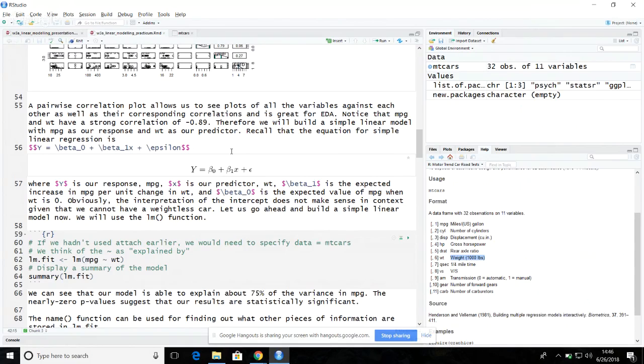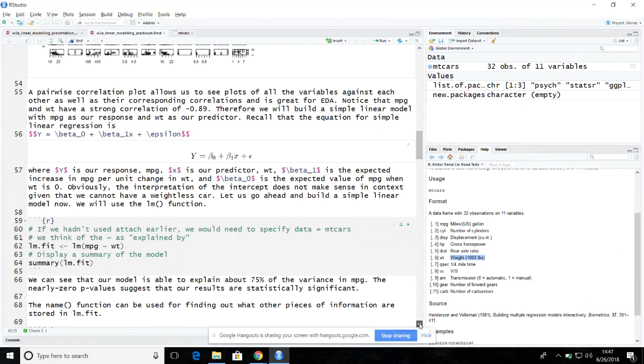The intercept gives us the miles per gallon when the weight is 0, but obviously that does not make sense in context because you cannot have a weightless car. So it's really important to put your parameters into context.